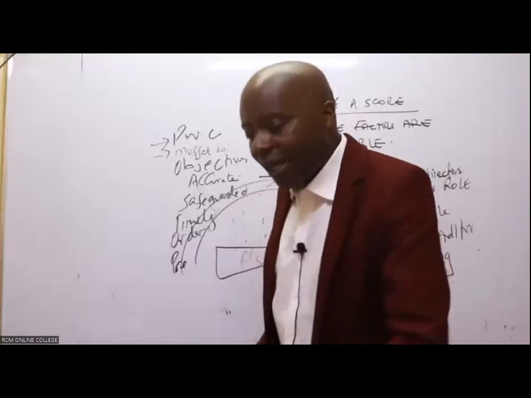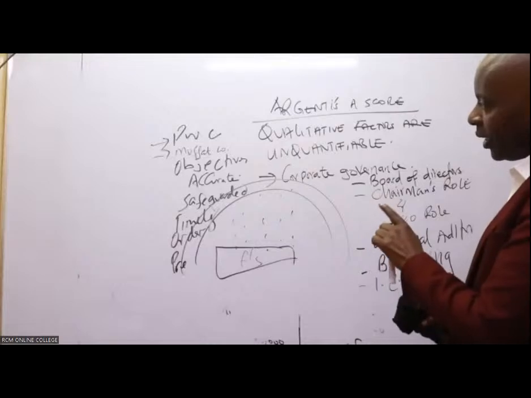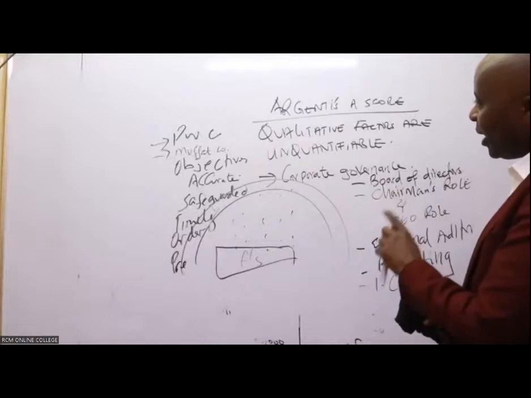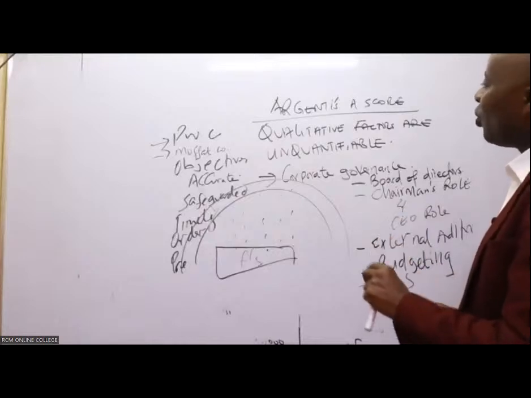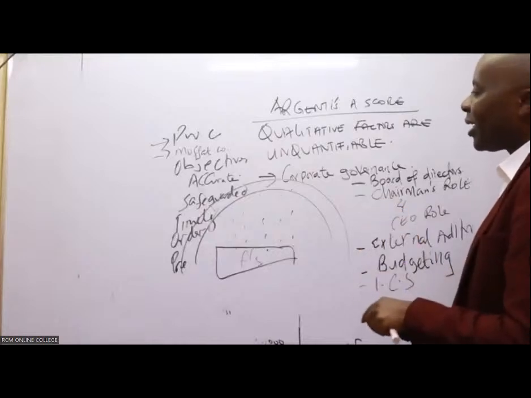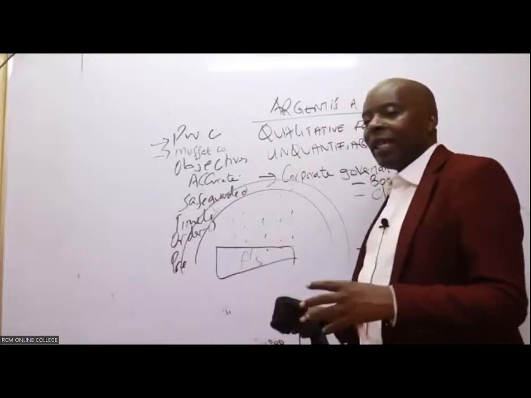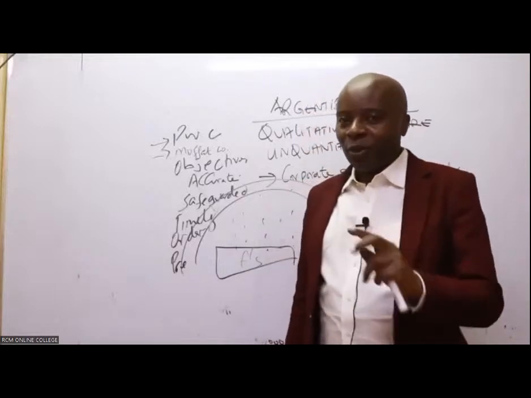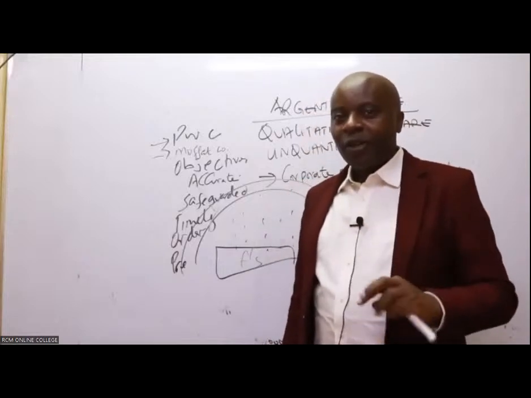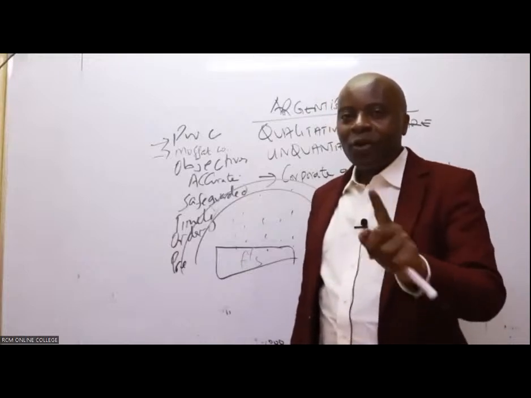Now, ladies and gentlemen, this is really very, very important. All right. So in the score, we are looking at what we call the qualitative factors. Those factors that are unquantifiable, but yet they are very, very important. Ladies and gentlemen, if I come today, you have hired me as your consultant to come and measure the risk of your firm going under.